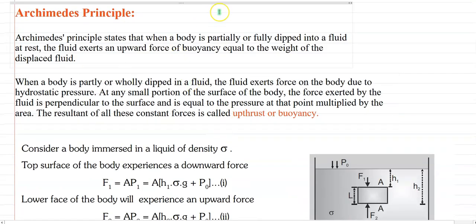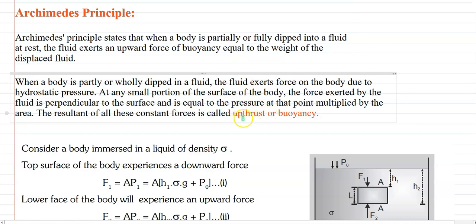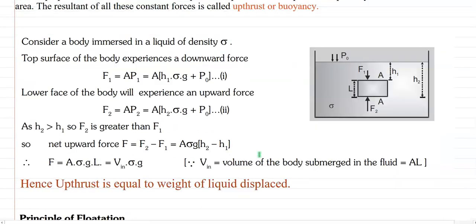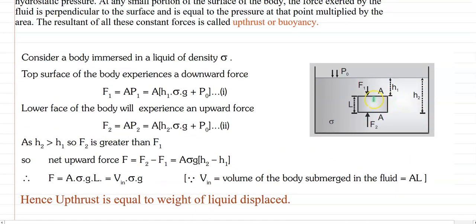So we all know Archimedes' principle: if a body is partially or fully dipped into a fluid at rest, the fluid exerts an upward force of buoyancy equal to the weight of the displaced water. The upward force is called upthrust or buoyant force. And this buoyant force is equal to the weight of the displaced liquid.